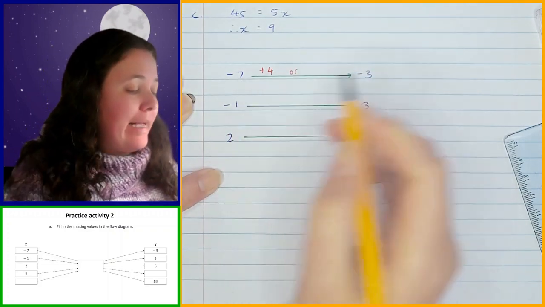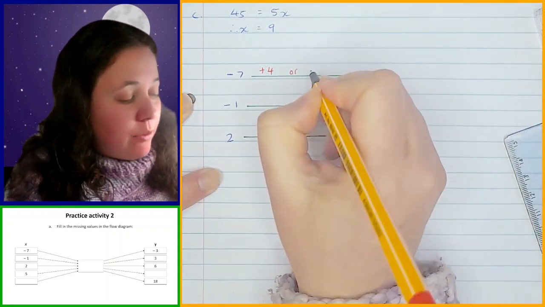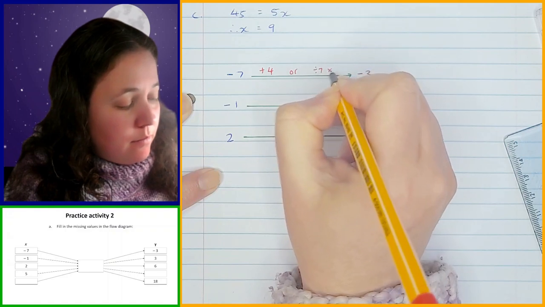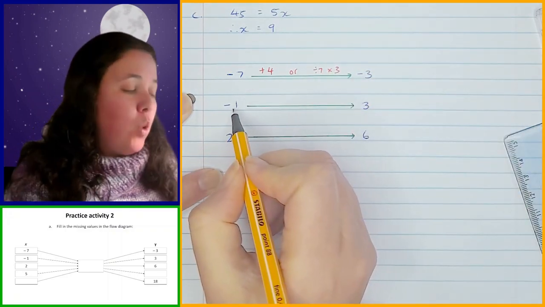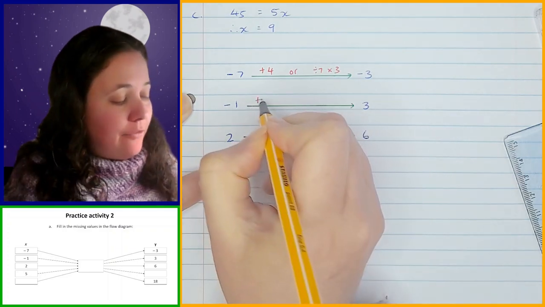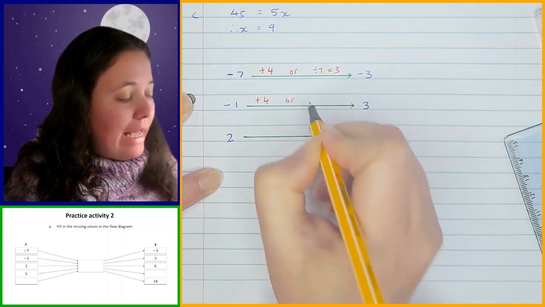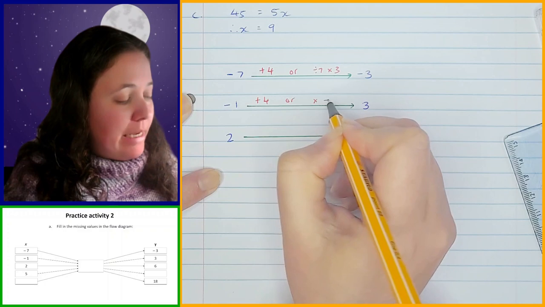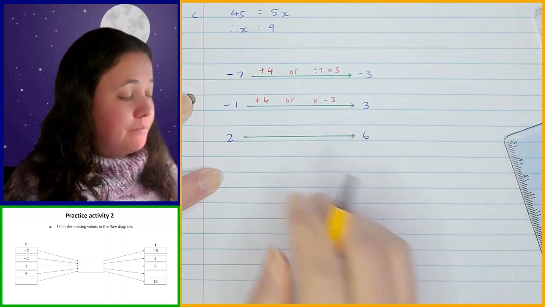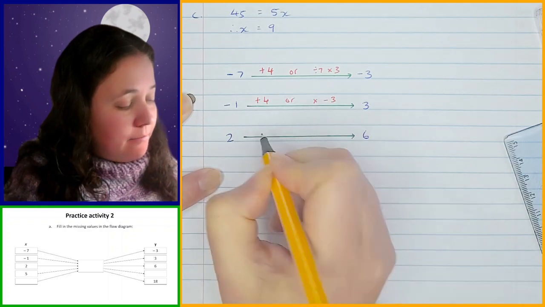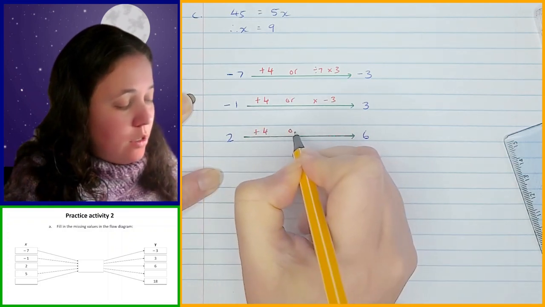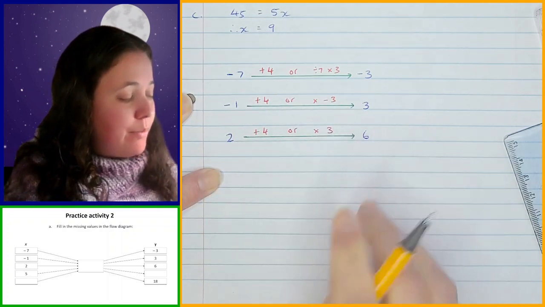Or I can divide by 7 and times by 3. That's going to be a bit complicated. To get from -1 to 3, I can add 4, or I can times by -3. To get from 2 to 6, I can add 4, or I can times by 3.